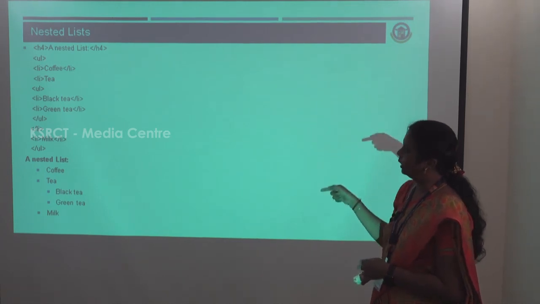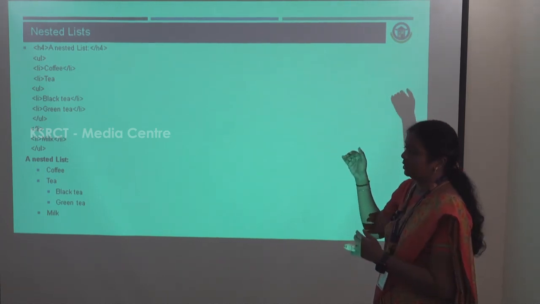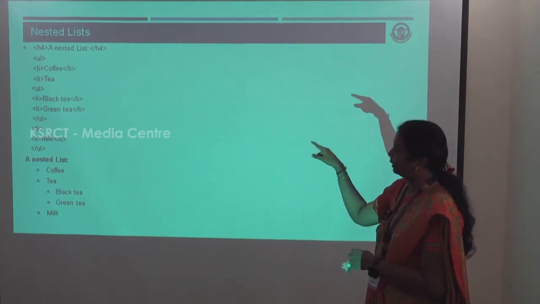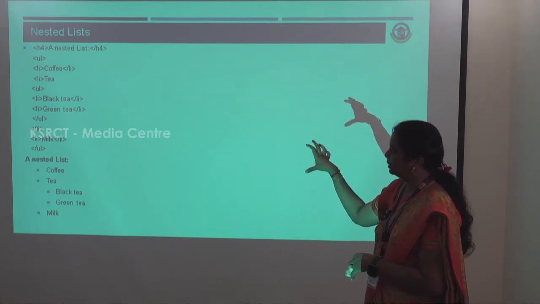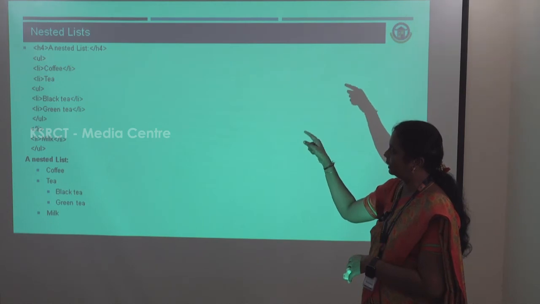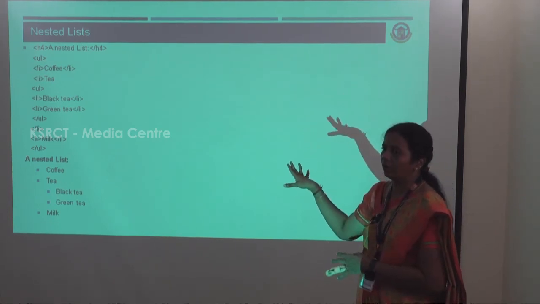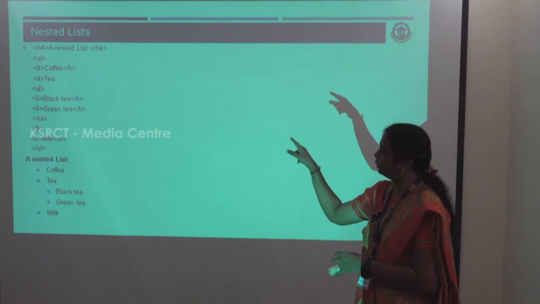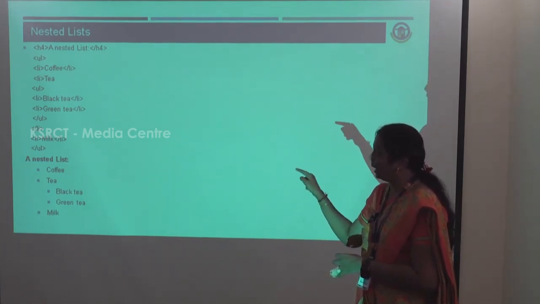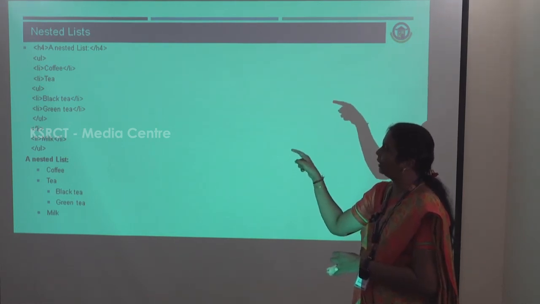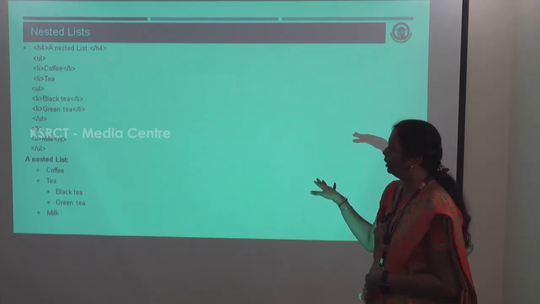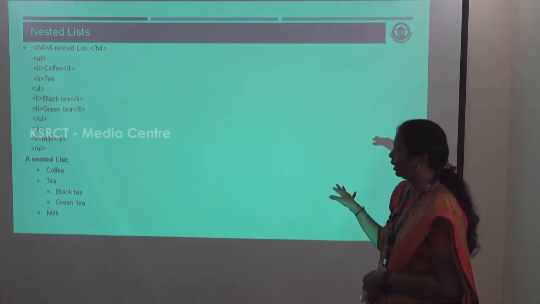Here is one example for a nested list, which means one list can be derived from another list. Here I have given a list like coffee and tea. Within the list I have given the UL tag, that is unordered list, so I have not given any order. If we gave OL instead of UL, the coffee and tea would be declared as 1 and 2. But here we have declared an unordered list, which means the coffee and tea are not given any ordered numbers or alphabets.